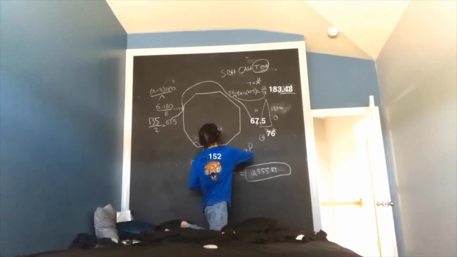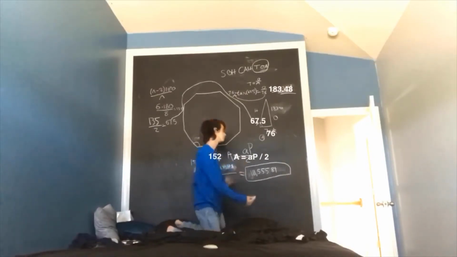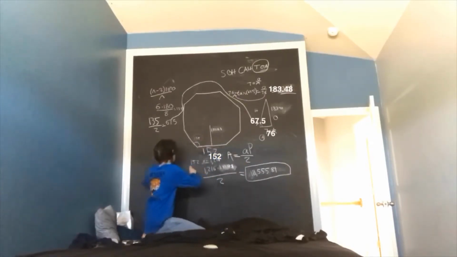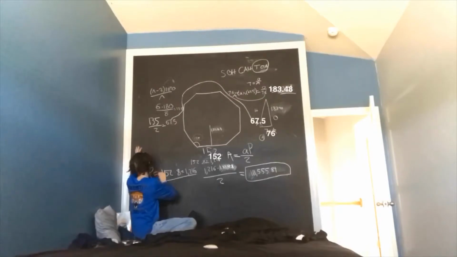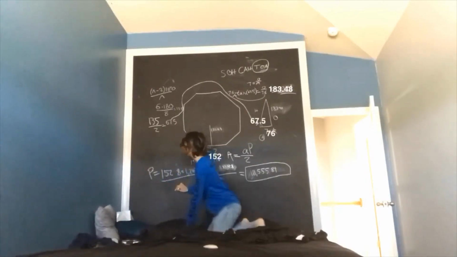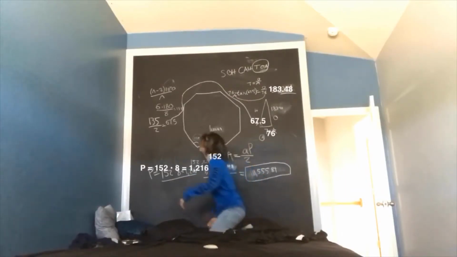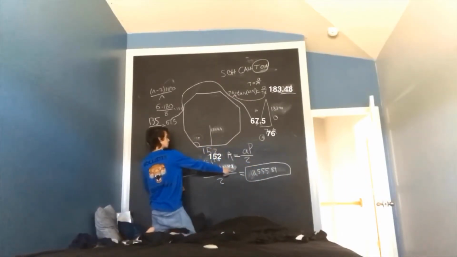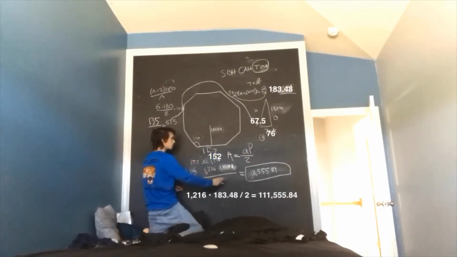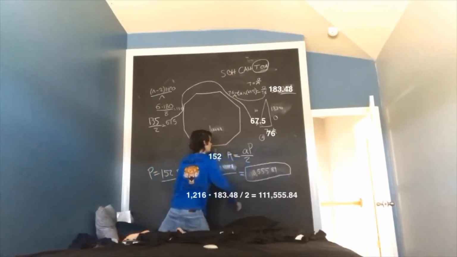Next, you have to do apothem times perimeter divided by 2 to get your area. So we already know the apothem, so all we have to do is find the perimeter, which is 152 times 8. And I get 1,216. So now all you have to do is 1,216 times 183.48.